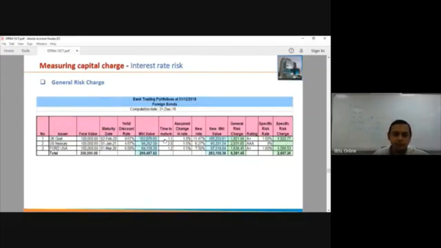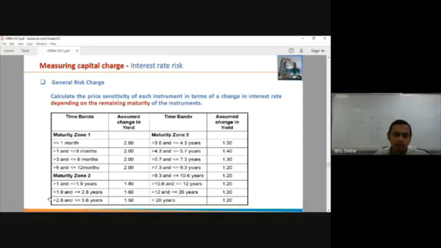Right? So the first instrument will mature in 1.1 year, second one in 2 years, third one in 1.2 years. Then of course you need to go back to that table. If the time to maturity is 1.1 year, what should be the assumed change in yield? 1.1 year falls within this bracket, 1 to 1.9 years. Therefore, the change in yield is 1.8.